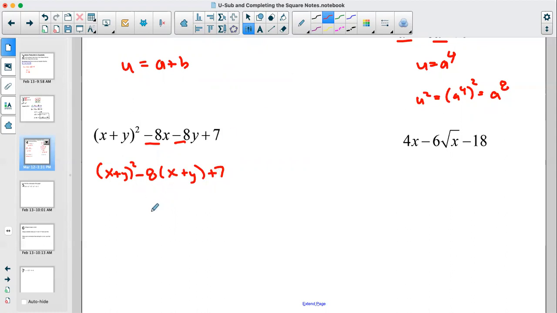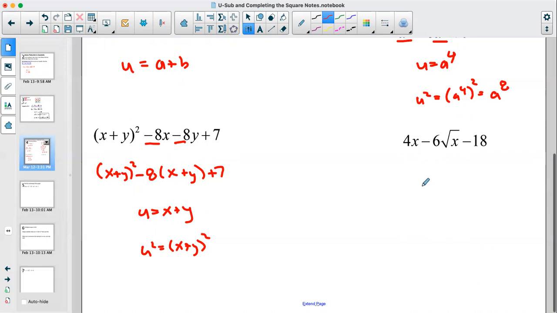Now I'm going to choose x plus y for u, because it's to the first power here, and when I square it, I get x plus y squared. And then this is what I would do. So this would be u squared minus 8u plus 7.